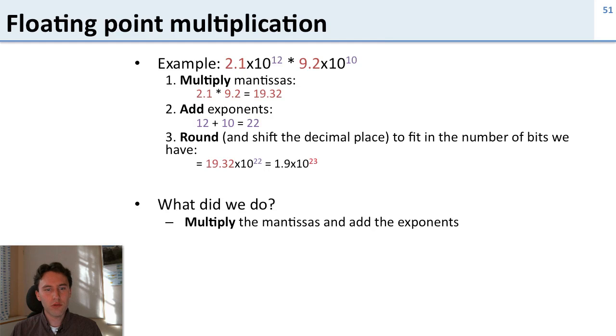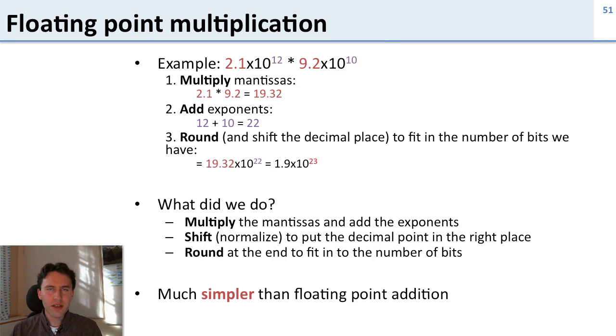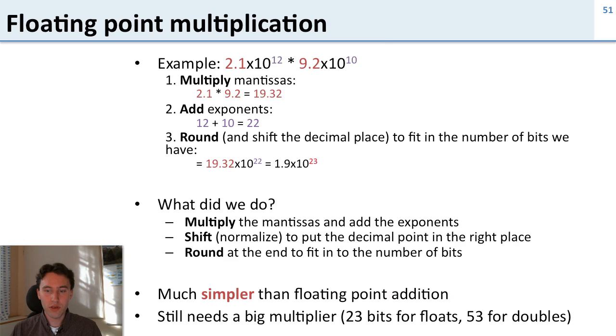So what did we do for multiplication? Well, we multiplied the mantissas and added the exponents. We shifted to put the decimal place in the right place, and then we rounded. So this is much simpler than floating point addition. We don't have to change the numbers depending on which one has the larger or smaller exponent. But we still need a big multiplier. For floating point numbers, you need a 23-bit multiplier, because we have to be able to multiply the mantissas. And for double precision numbers, we need a 53-bit multiplier to multiply their mantissas.